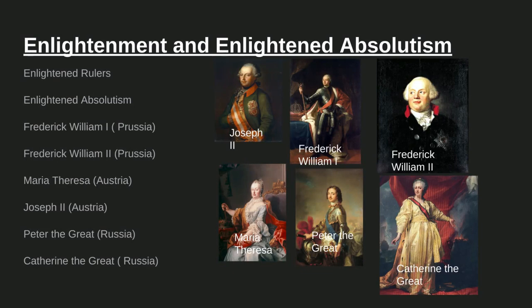A leader that's going to come to power is going to be Maria Theresa, which you see over here on the left. Maria Theresa is going to take over in 1740, and she's going to work to centralize the Austrian Empire and strengthen the power of the state. So she's going to try to make it a lot stronger.